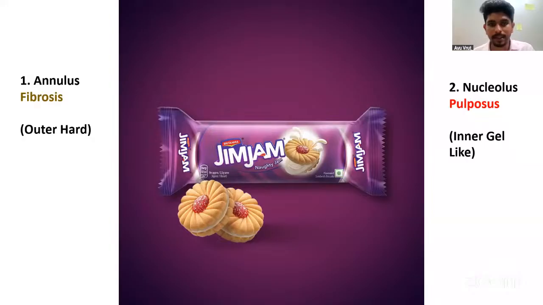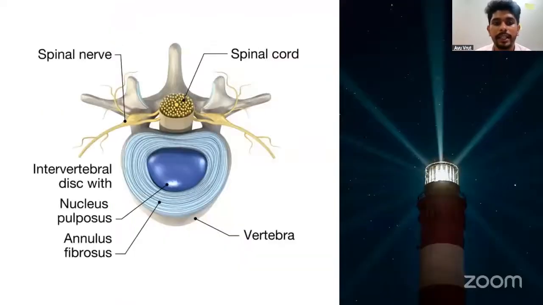Okay, here I've put an image of a Jim Jam biscuit. Everyone might be thinking, what is this? When I was eating this biscuit, I realized that the white portion is, just suppose, a cream, right? But the biscuit is hard and in the middle there is a red pulp. That red pulp is called the nucleus pulposus, and the outer tough biscuit part is called the annulus fibrosus, just because it is hard. I'm correlating this with the anatomy of the intervertebral disc.